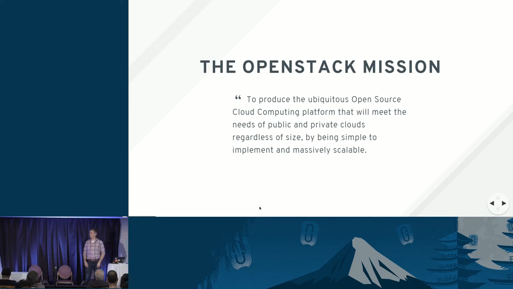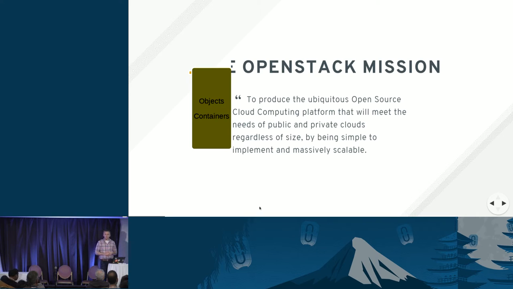Okay, so to start with, what's OpenStack all about? I always start with the mission statement because I actually think, unusually, this is a really good mission statement. It's about ubiquity, it's about open source, it's about a cloud platform beyond just simple infrastructure. It's about public and private clouds and large scale, small scale, simple to implement. It really captures everything that OpenStack is all about. But I think maybe the way we should always start about OpenStack is the abstractions we're trying to provide to users of OpenStack clouds, right?